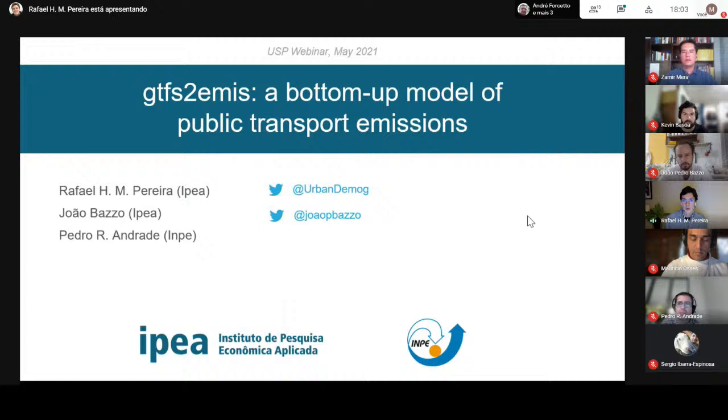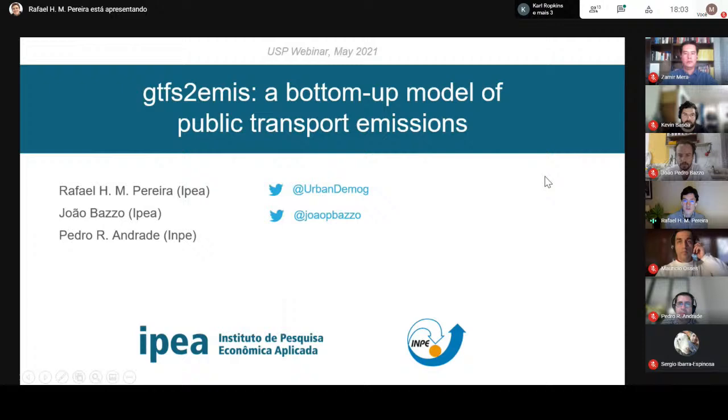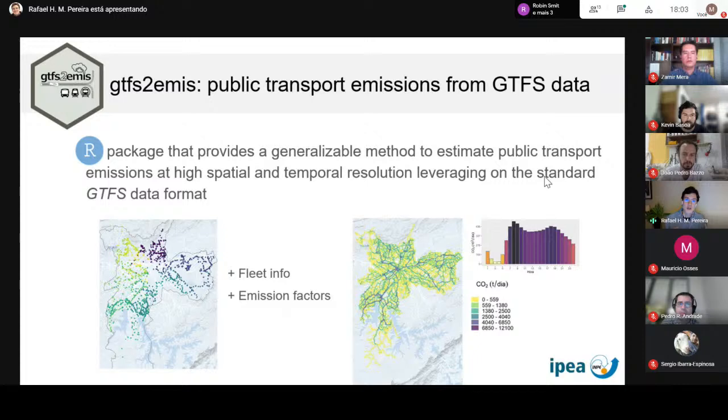It is a bottom-up model to estimate public transport emissions from GTFS data. So the idea of the project is to create an R package that provides a generalizable method to estimate public transport emissions at high spatial and temporal resolution, leveraging the standard GTFS data format and some additional information on fleet and emission factors. This will be clear along my presentation. This will also be a very short presentation.